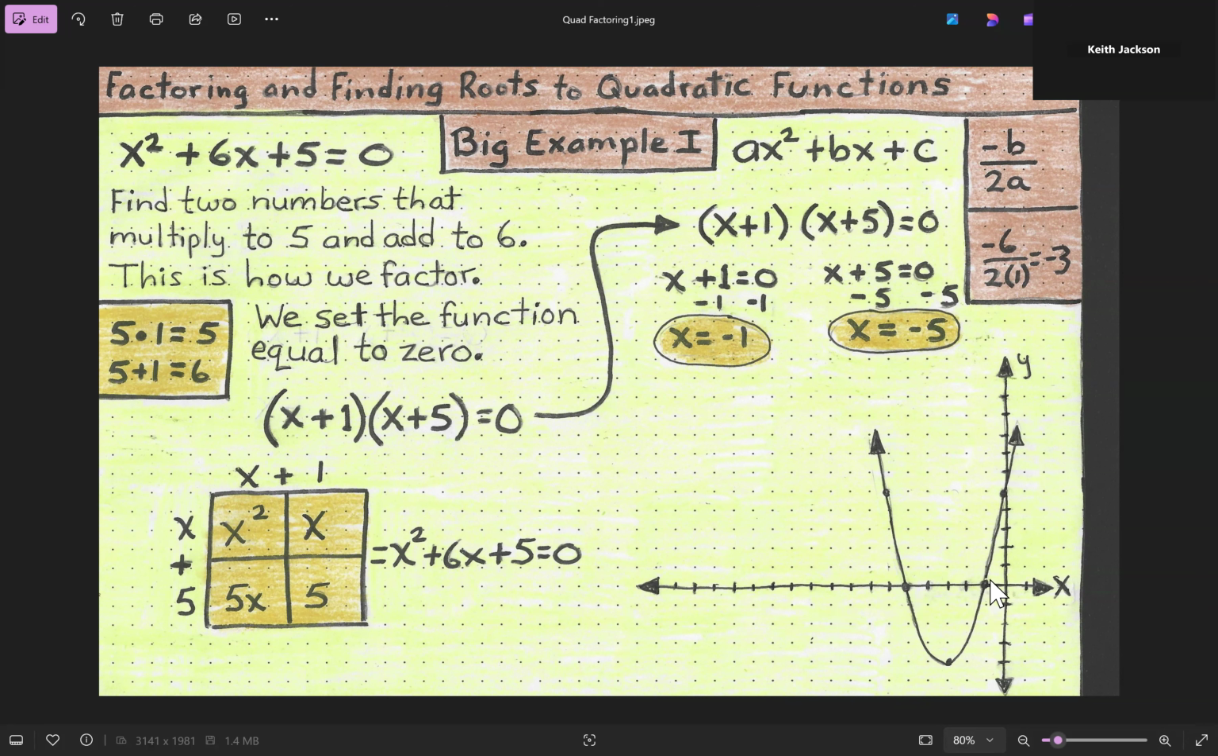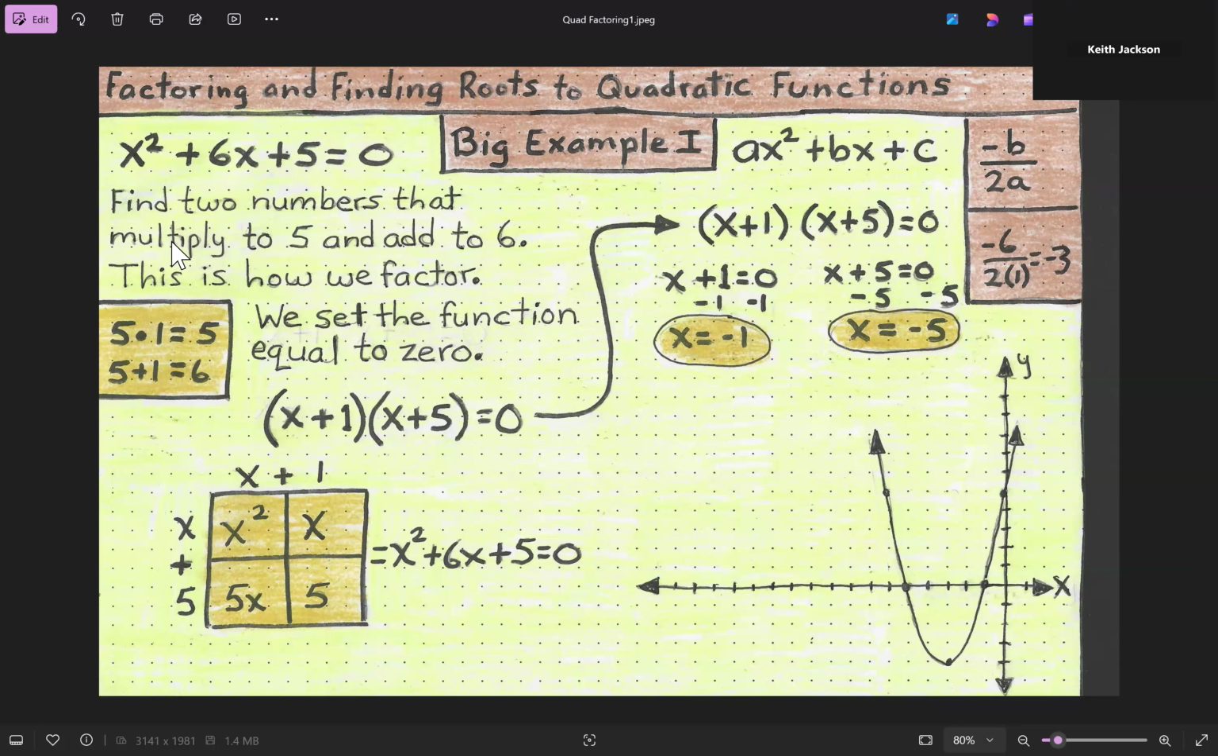These two points right here are known as x-intercepts, and we can also call them zeros, because it lets us know that when y is 0, it crisscrosses the x-axis at this point and at this point. Those two points are x equal to -1, represented right here, and x equal to -5, as we see right here. The question is, how did we arrive at -1 and -5 as our zeros or x-intercepts? I'm going to show you how we do that.